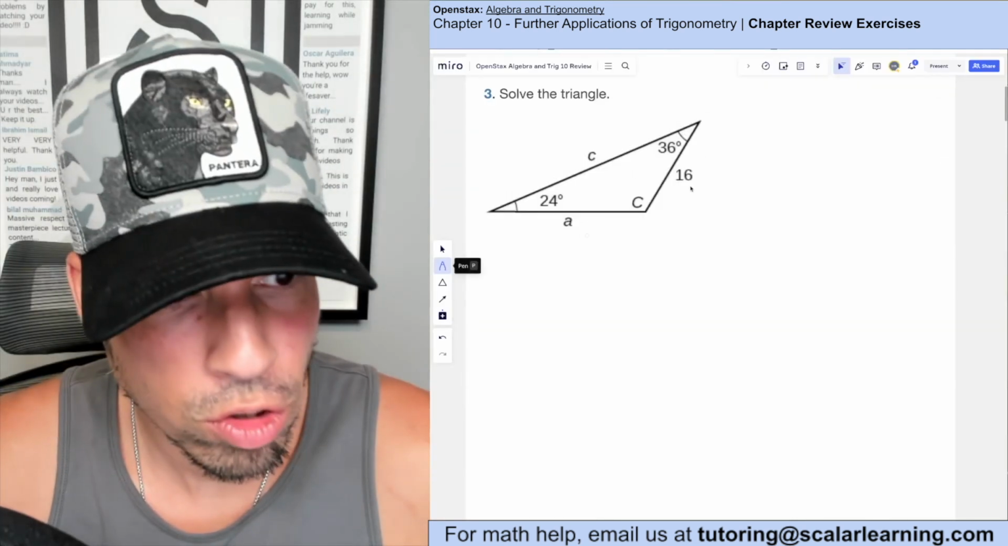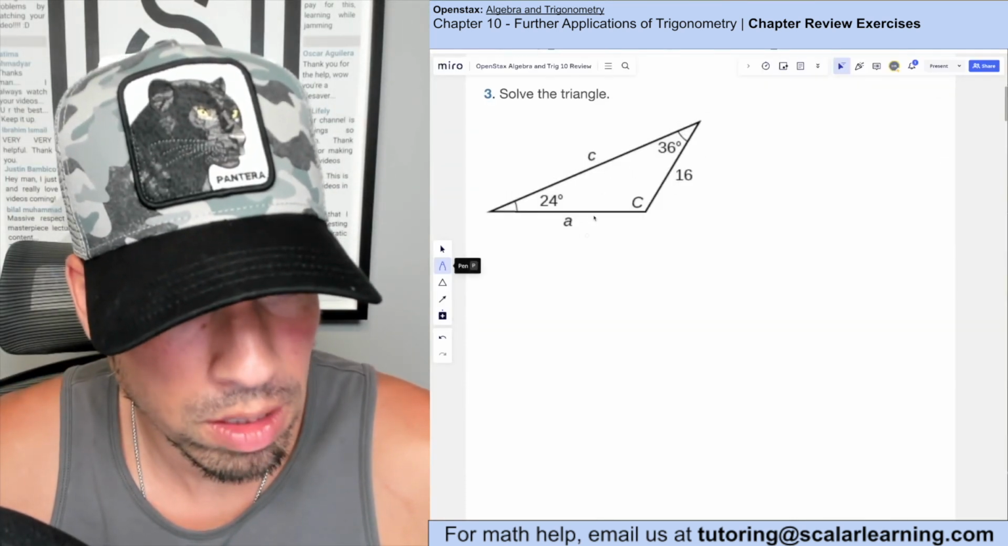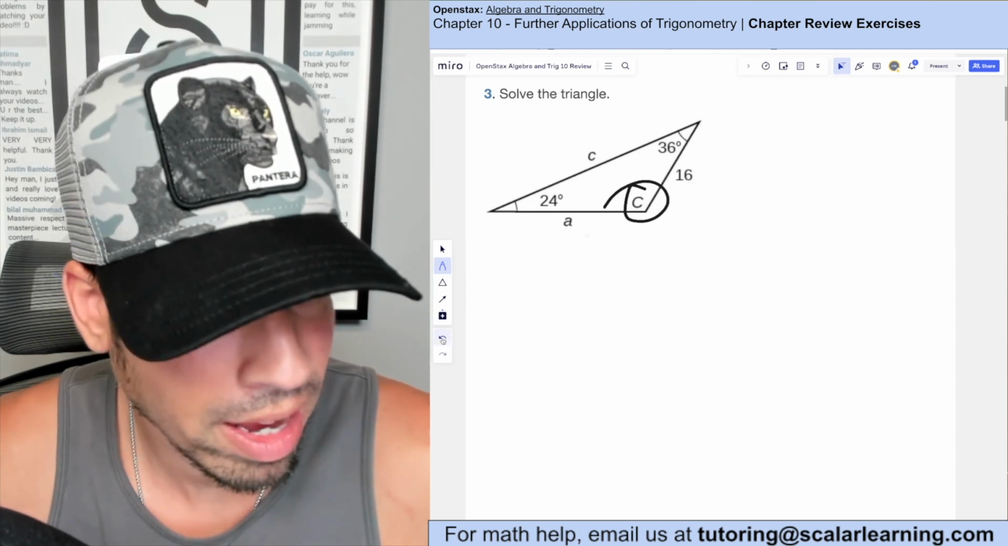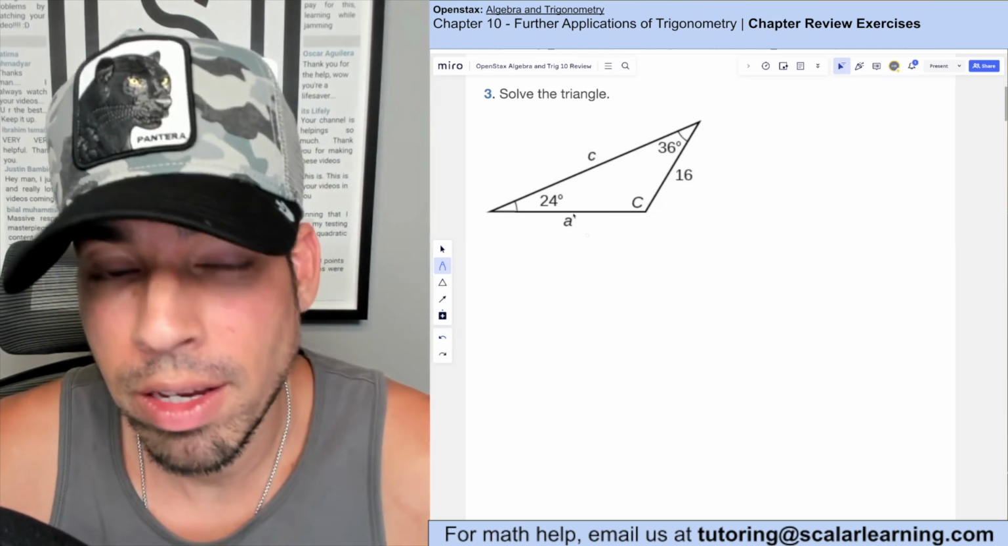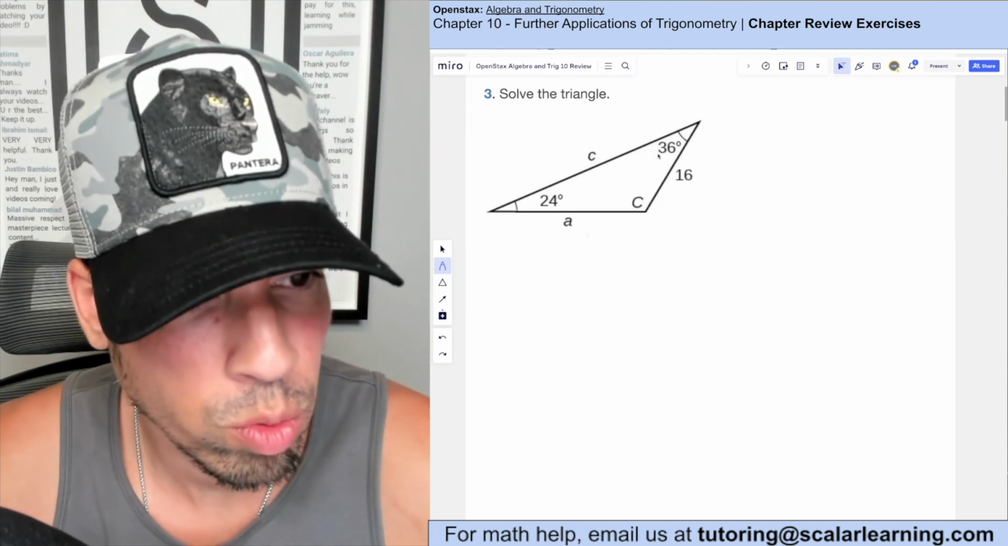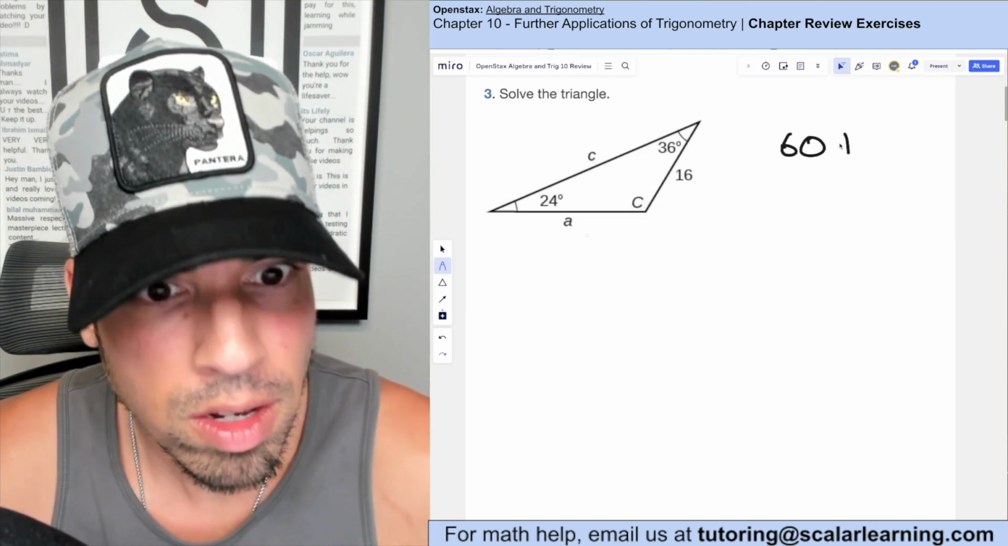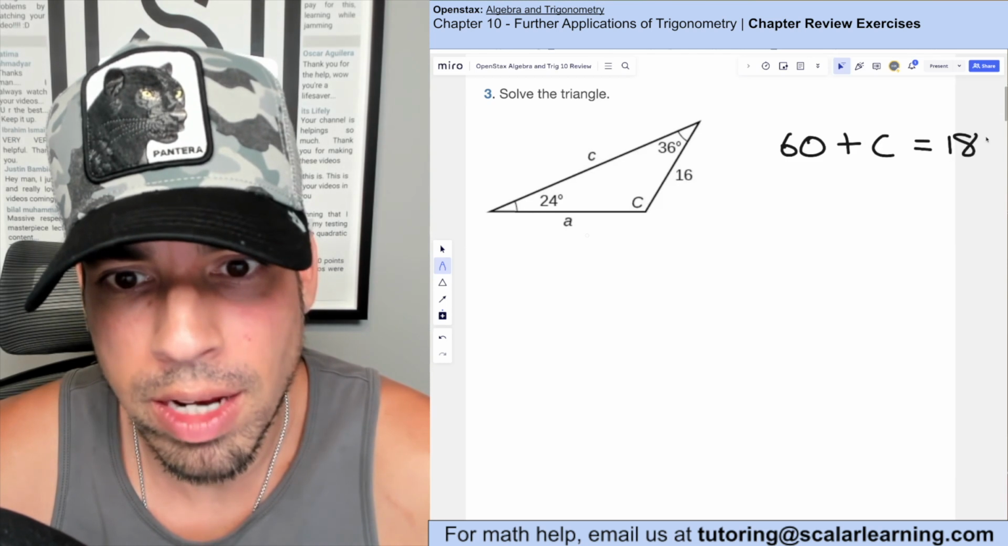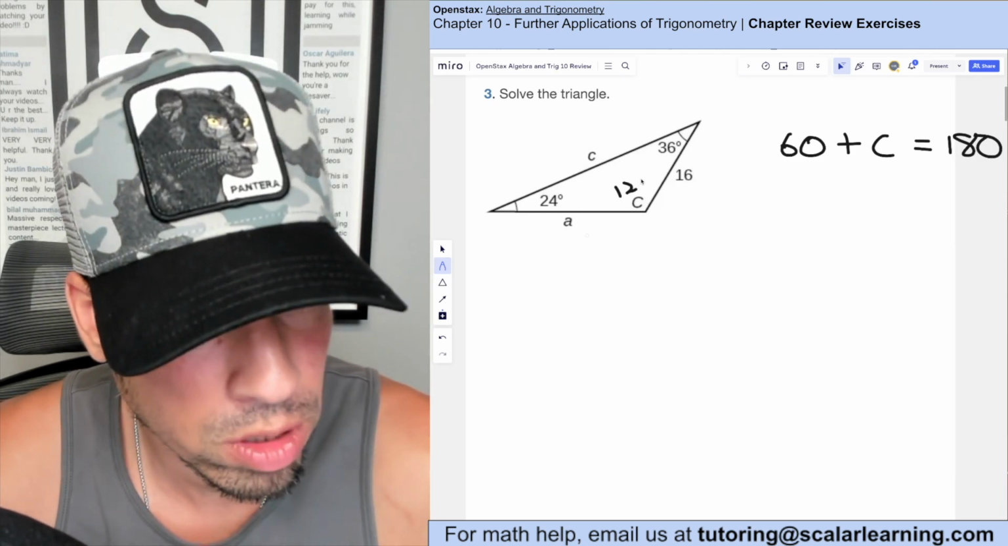So for this one, we're going to solve the triangle, meaning solve all the missing components. First, I'm going to solve for this angle because I know the triangle angle sum theorem says that all the angles must add up to 180. So 24 plus 36 is 60, plus C has to equal 180. That means angle C is 120 degrees.